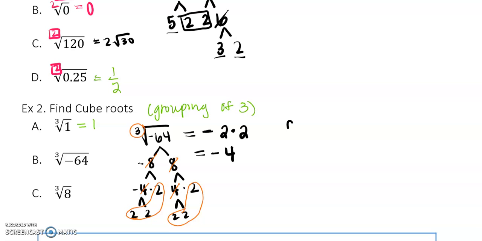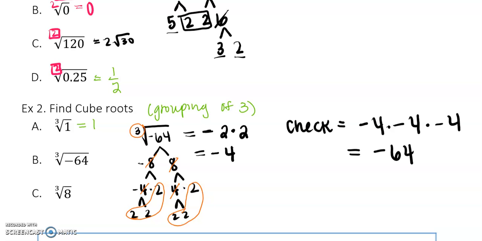Now, how could you check? Well, because we got nothing left inside the radical, if we do -4 times -4 times -4, that should be -64. And yes, that is. Okay, so this would be -4.